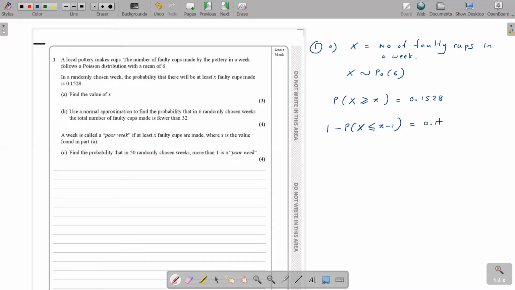Okay, so it's equal to 0.1528. So I'll take probability capital X less than or equal to x minus 1 on this side, and on the other side I get 1 minus 0.1528. So what is 1 minus 0.1528? 0.8472. So now what do you need to do? Go to your Poisson cumulative distribution table, go to the column where lambda is 6, and under the cumulative probability, see where you get 0.8472.